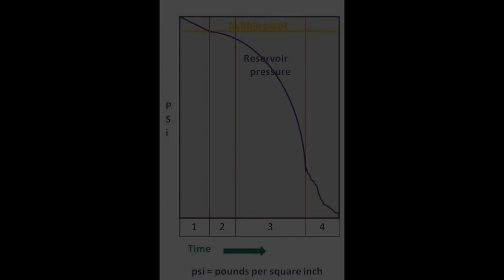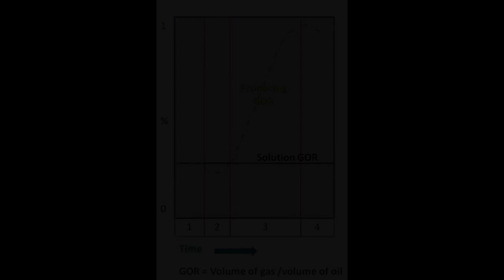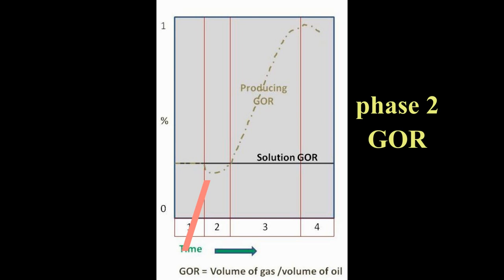In phase 1, the reservoir pressure rapidly decreases linearly to the bubble point pressure. As you can see from this illustration, pressure starts out as a straight line until it hits the bubble point pressure when bubbles are released from the solution gas. Above this bubble point pressure, there are no bubbles. It's all pure liquid.